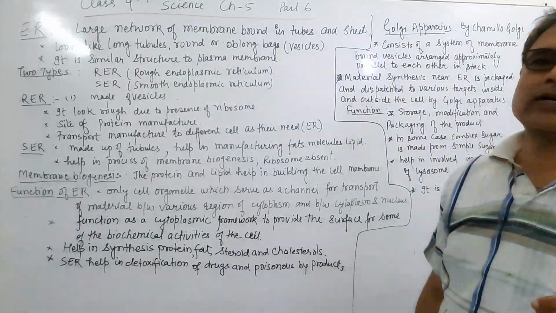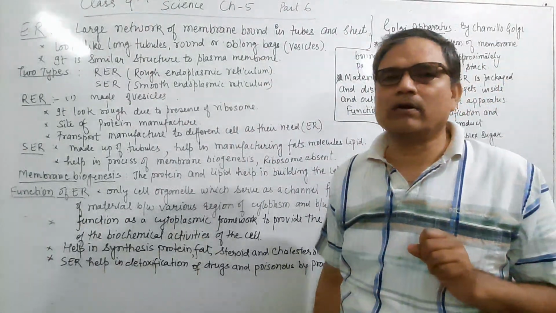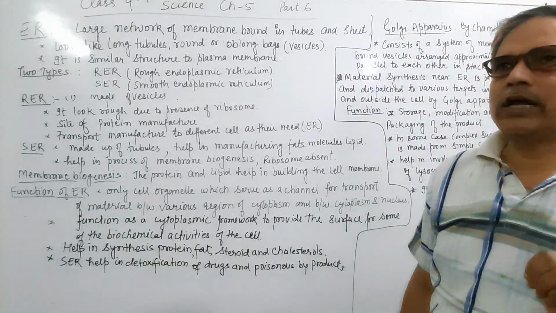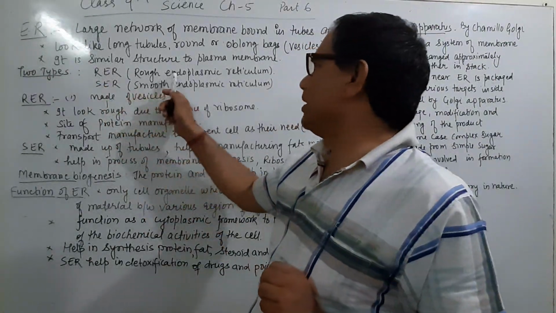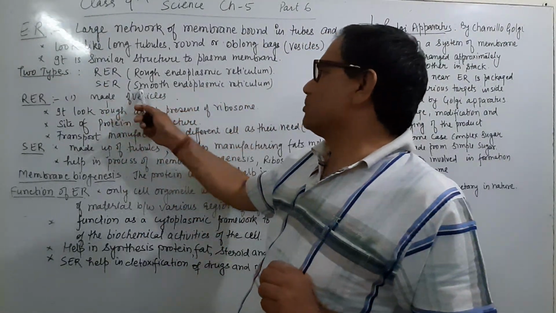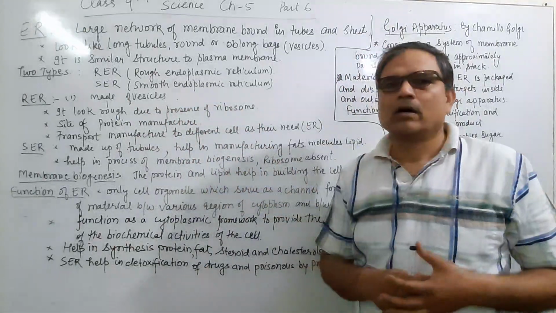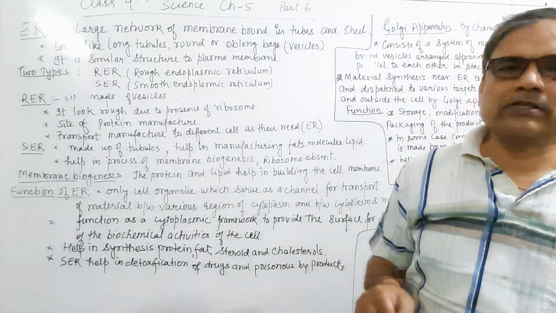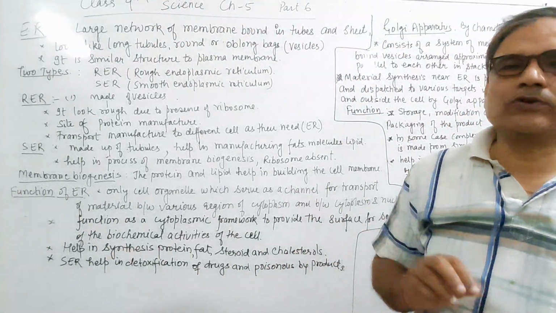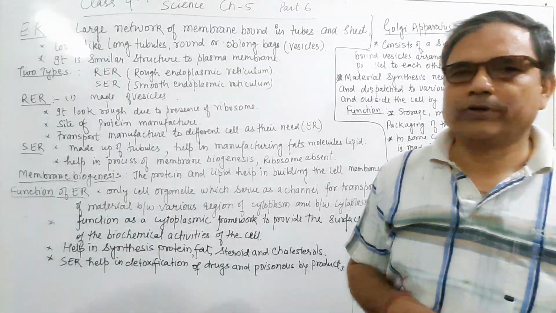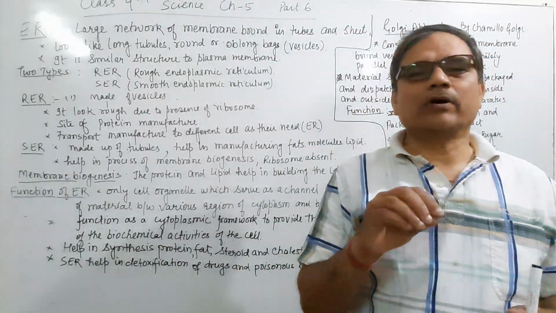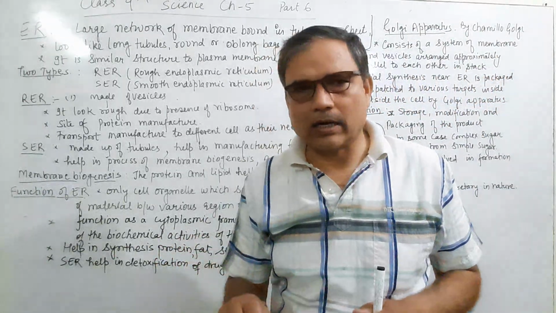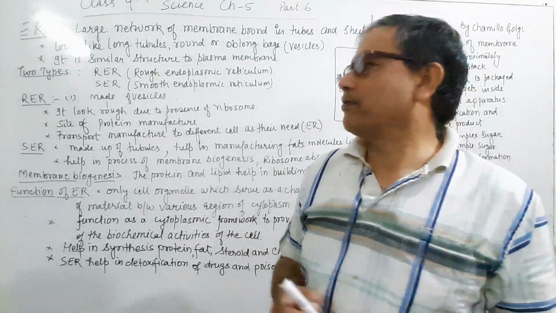There are two types of endoplasmic reticulum. First is RER, rough endoplasmic reticulum, and second is SER, smooth endoplasmic reticulum. Rough endoplasmic reticulum means the surface of this endoplasmic reticulum is rough. Why is it rough? Due to the presence of ribosomes. Rough endoplasmic reticulum contains ribosomes, and due to their presence its structure is rough.